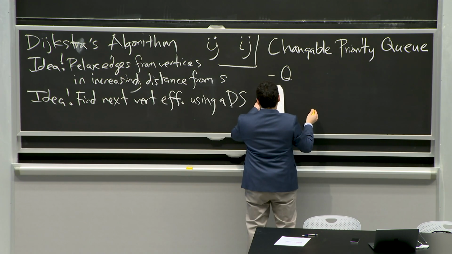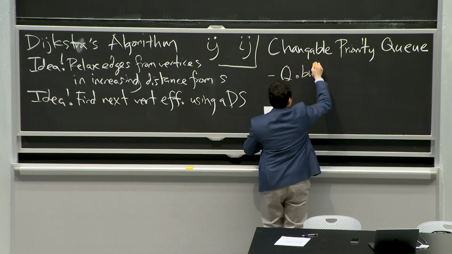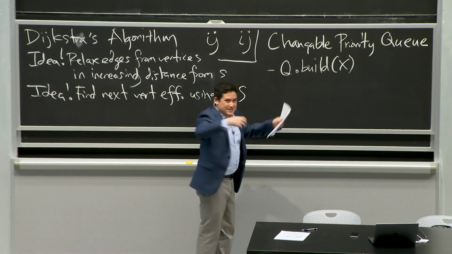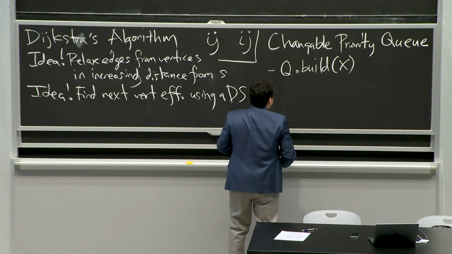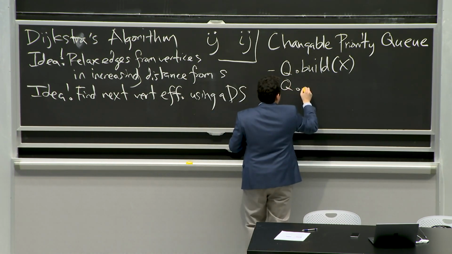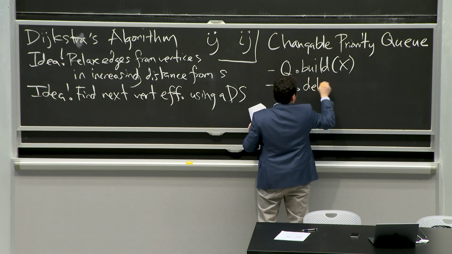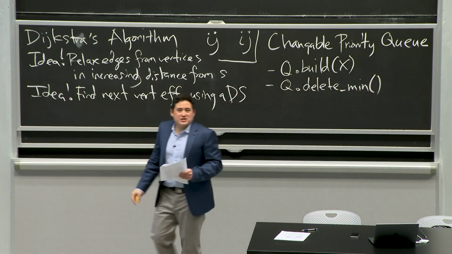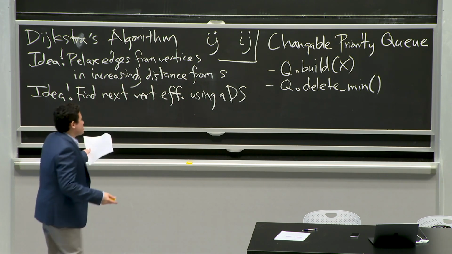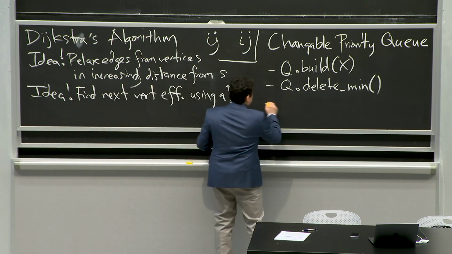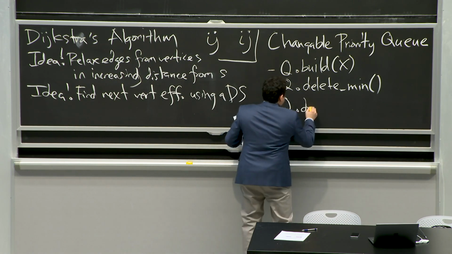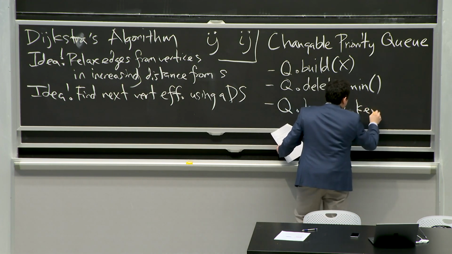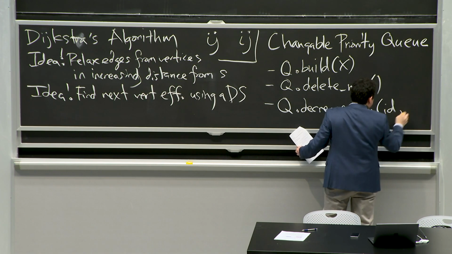We're going to say it's a queue. We can build it on an iterable set of items, just n items in there. We can delete min from the queue. Okay, this is the same now as the priority queue. It's this third operation that's going to be different: decrease the key of an item that has a given ID.